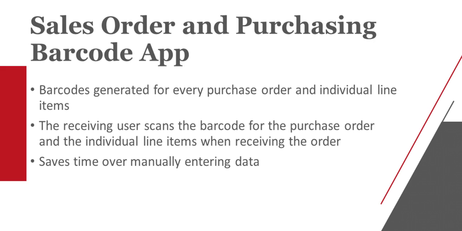With the Sales Order and Purchasing Barcode app, a barcode will be generated for every purchase order and for each of the line items. With the barcode printed, the warehouse user can simply scan the purchase order and respective items through an RF scanner or mobile device. This eliminates the necessity for the user to manually enter the purchase order and item numbers. It saves considerable time for an organization and eliminates potential manual errors from typing incorrect item numbers.